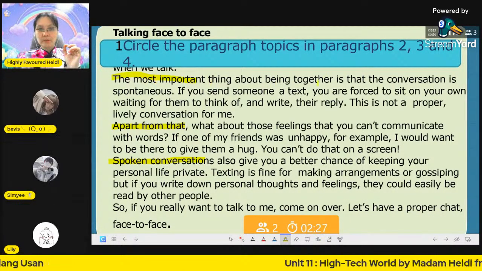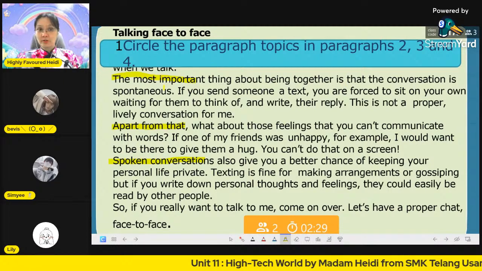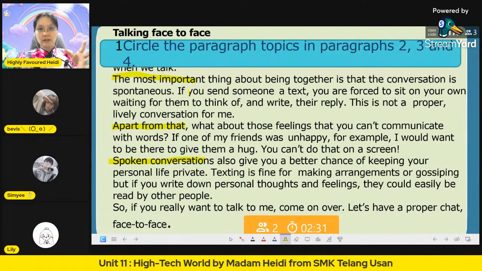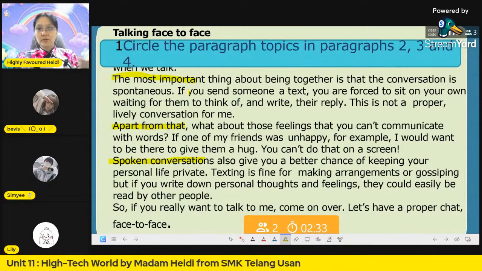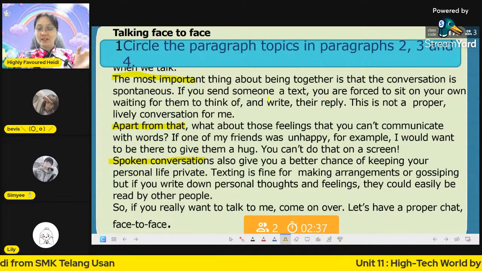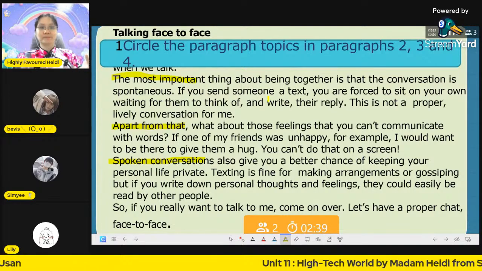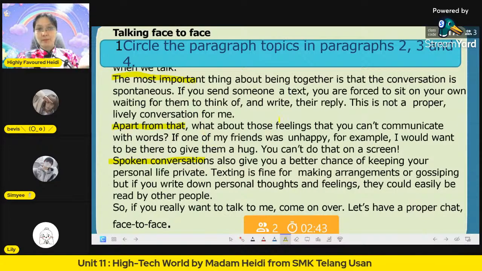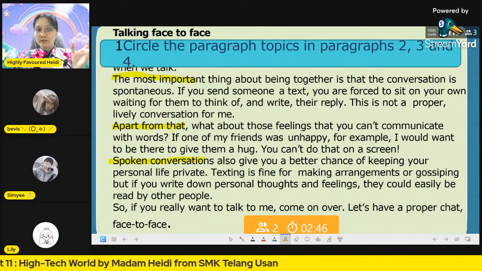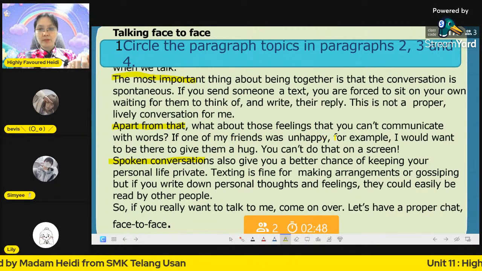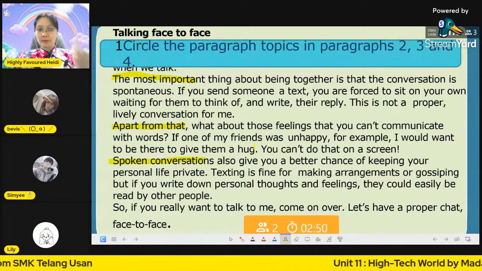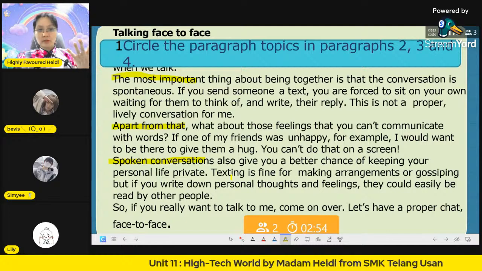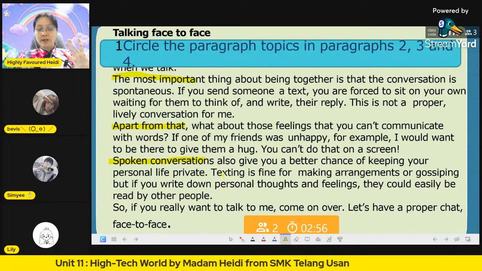The most important thing about being together in a conversation is that it is spontaneous. Then the next sentence, if you send someone a text, you're forced to sit down. So this one is what? What do you think? Is it elaboration? Is it example? Then no more, only 3 sentences. Then the next one: apart from that, what about those feelings that you can't communicate with words? If you are unhappy, for example, I want to be there to give them a hug. You can't do that on a screen. Again, 3 sentences.